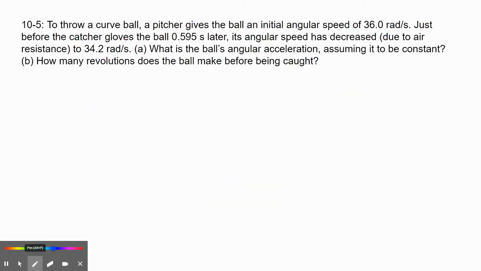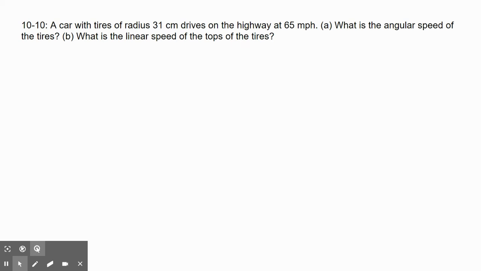Okay, let's look at a third problem. So here we're looking at the tires on a car, and we're going to find both the angular and the linear speed at the tops of the tires. If you are reading this question, I hope you've already noticed a couple of things. Number one, we're given centimeters. Number two, we're given miles per hour. We can't use centimeters in any of these equations, and we can't use miles per hour. So let's just go ahead and convert those before moving on any further.